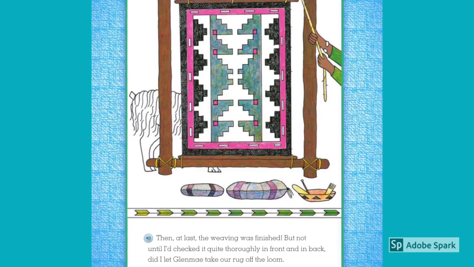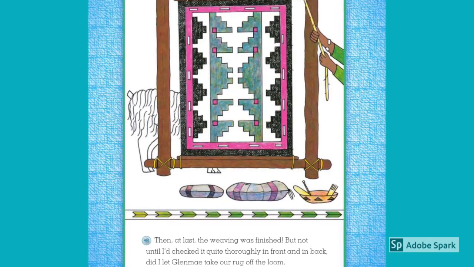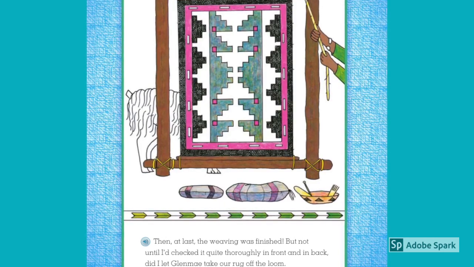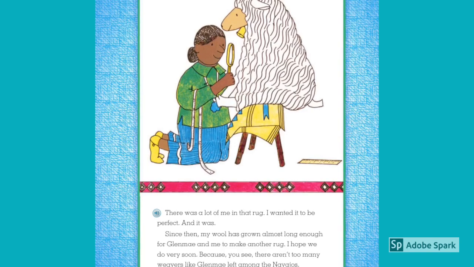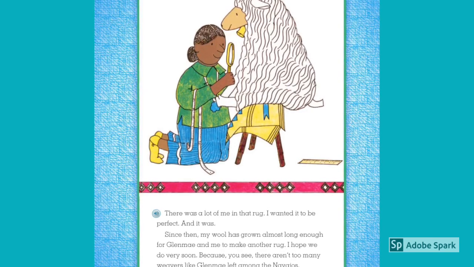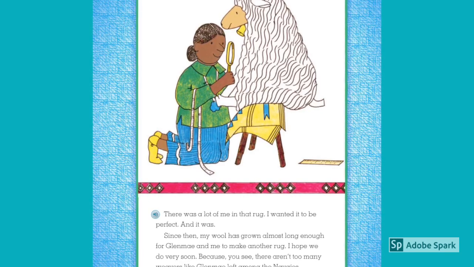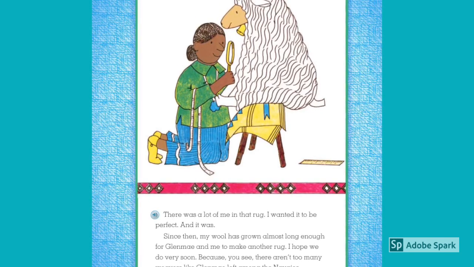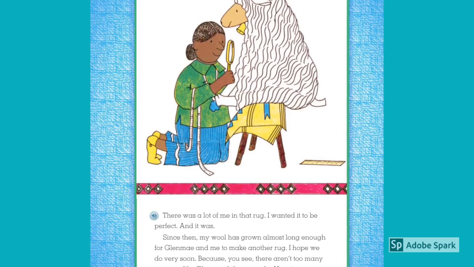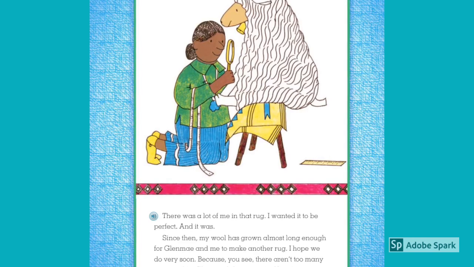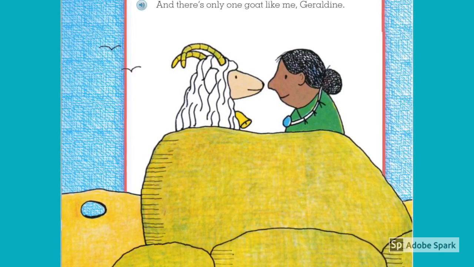Then at last the weaving was finished. But not until I checked it quite thoroughly in front and in back did I let Glenn May take our rug off the loom. There was a lot of me in that rug. I wanted it to be perfect. And it was. Since then, my wool has grown almost long enough for Glenn May and me to make another rug. I hope we do very soon. Because you see, there aren't too many weavers like Glenn May left among the Navajos. And there's only one goat like me, Geraldine.